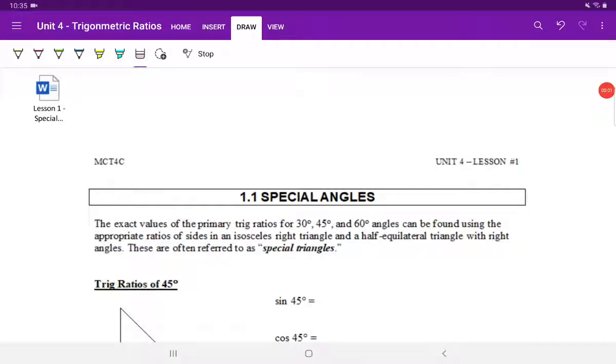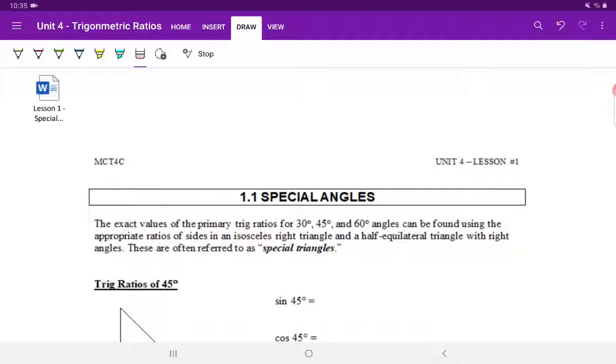Okay, let's begin our new unit on trigonometric ratios. So, all about trigonometry, working with triangles, solving for unknown sides as well as angles. To start things off, we're going to look at something in trigonometry called special angles. So we're going to be working with these so-called special angles or special triangles.